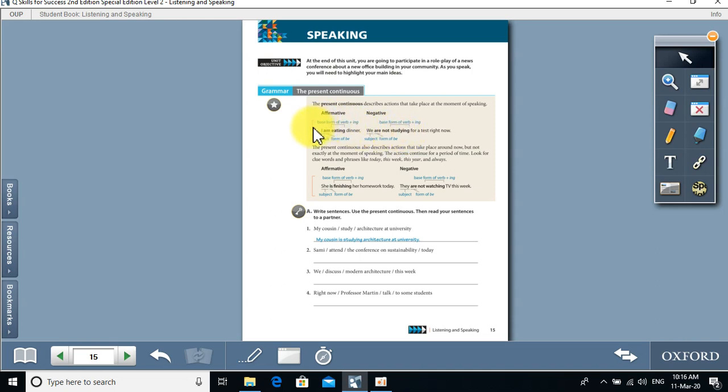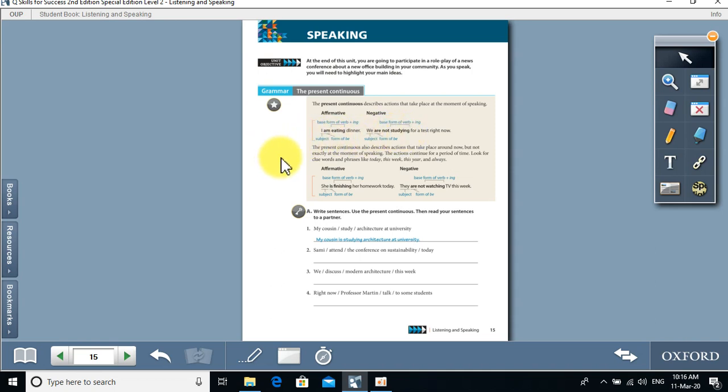The structure of the sentence is subject plus be form of the verb. Be is modified according to the subject: is, am, are, was, were. These are the forms of the verb be. And then comes the ing form of the verb, the present participle form, and the rest of the sentence. This is the affirmative sentence. And in negative, the structure is we put just not after the be form of the verb, and then comes the ing form of the verb.